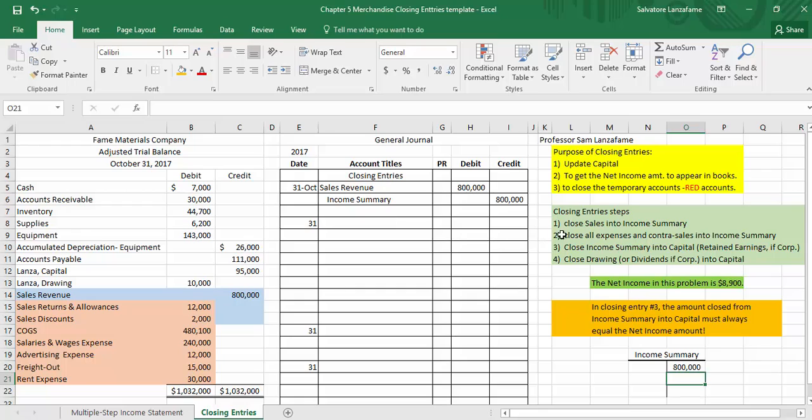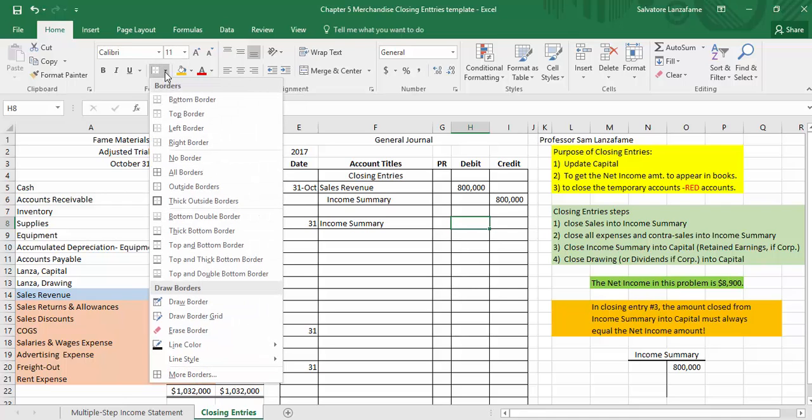Okay, the second closing entry is to close all the expenses along with the contra sales accounts in income summary. So if you look at all of the expenses, cost of goods sold, sales returns, sales discounts, they all have a debit balance. To close them, we have to credit them. But when you do a journal entry, you always have to write the debits first. So I know we're going to be closing these into income summary, and the amount that's supposed to go in there is a mystery right now.